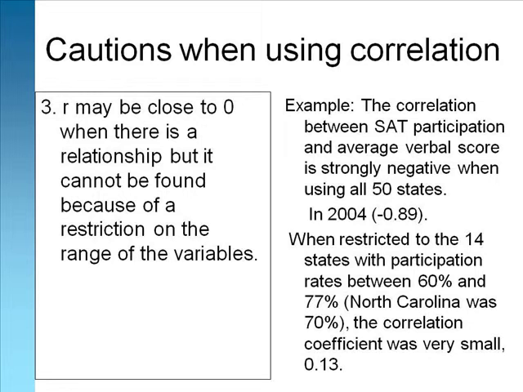R may be close to 0 when there is a relationship, but it cannot be found because of a restriction on the range of the variables. For example, the correlation between SAT participation and average verbal score is strongly negative when using all 50 states. In 2004, it was -.8900. When restricted to 14 states with participation rates between 60 and 77%, North Carolina was at 70% that year, the correlation coefficient was very small, only .1300.